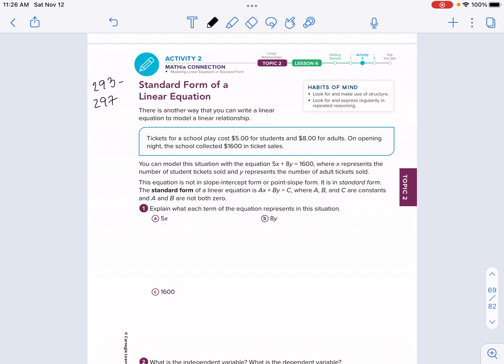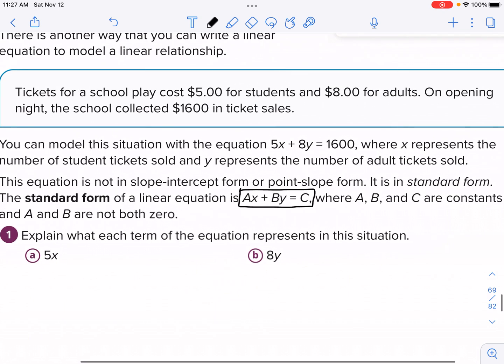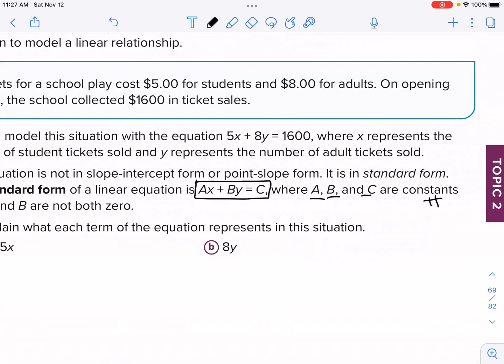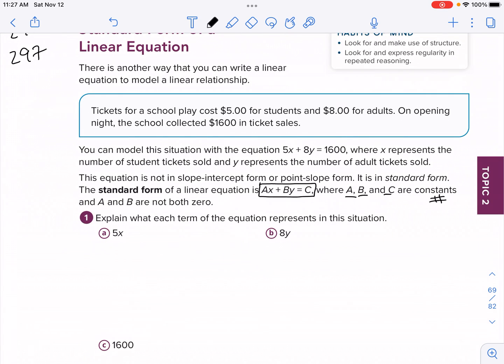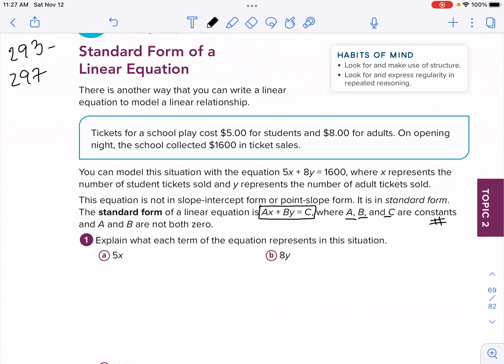Anyways, activity 2 is focusing on standard form. Standard form looks like this, right? We worked on slope-intercept form, point-slope form, and standard form, where we have ax plus by equal to c, and a, b, and c are just constants, or just numbers. We still have our independent and dependent variable. We're going to look at this situation, then explain what these parts of this equation look like.